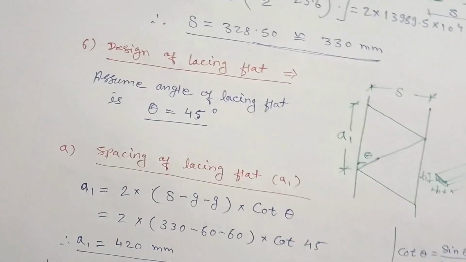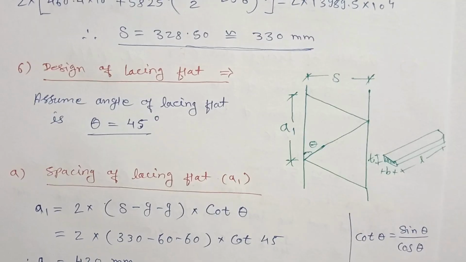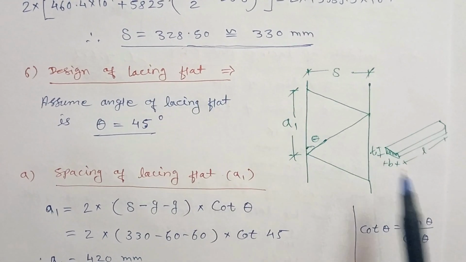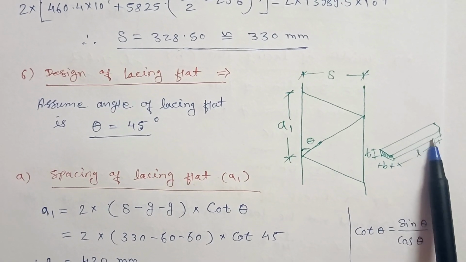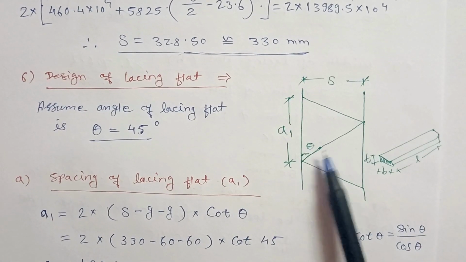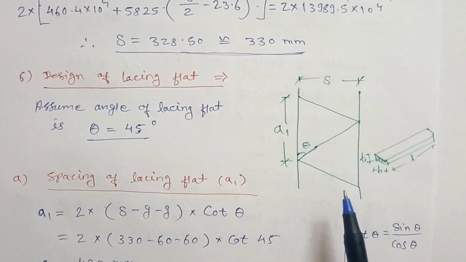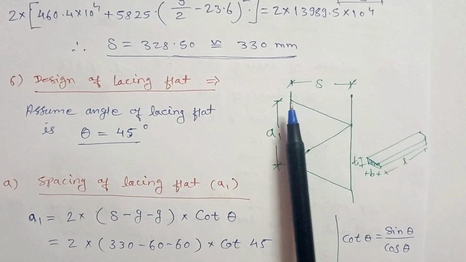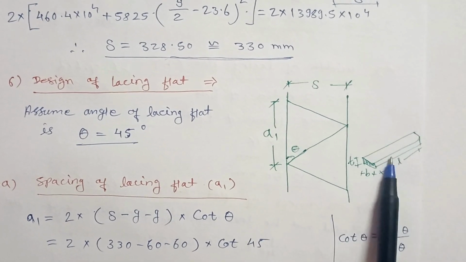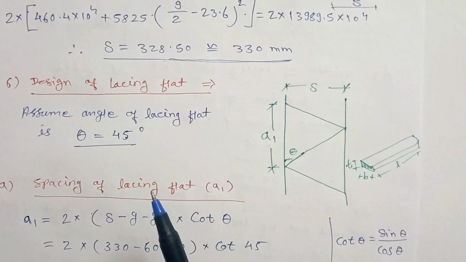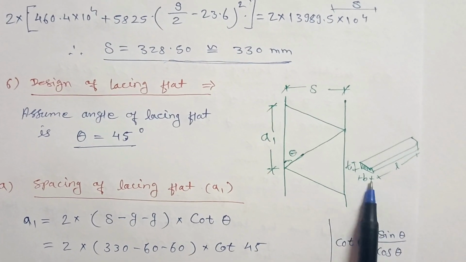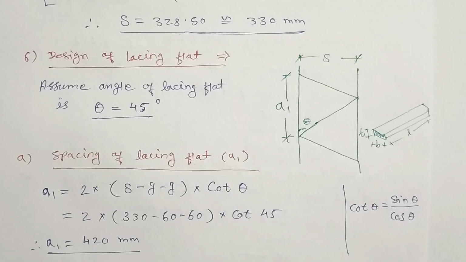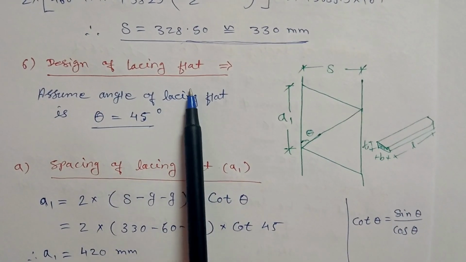Next step is we are going to design the lacing flat. Actually, what is lacing flat? It is a simple flat steel section which we have to connect to these two channels. You can see this is the top view and this is the front view. The two channels we can connect through this lacing flat. This is nothing but the lacing flat. We have to calculate its thickness, width and length according to the angle. So this is our first step, design of lacing flat.